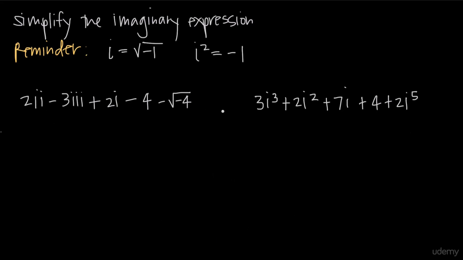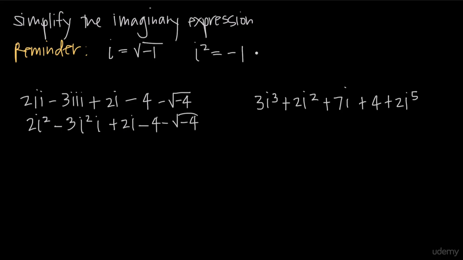So what do we do when we have imaginary expressions like these ones? Well, this first one here, we have 2 times i. We can rewrite this as 2i squared. Then we have minus 3 times i, so we can say minus 3i cubed. We'll want to write it as i squared times i. i squared times i is the same thing as i cubed. We've got 3 i's here, so we say minus 3i squared i plus 2i minus 4 minus the square root of negative 4.